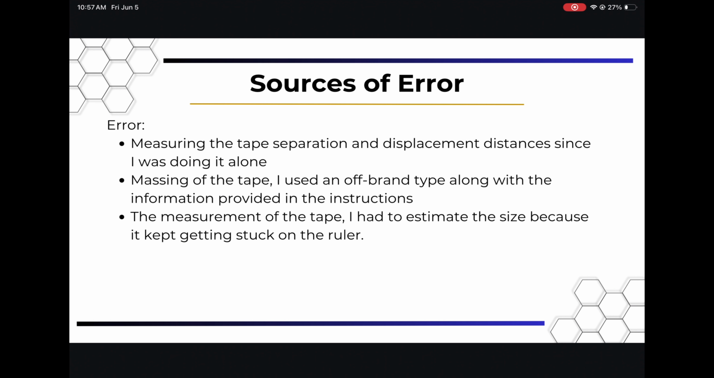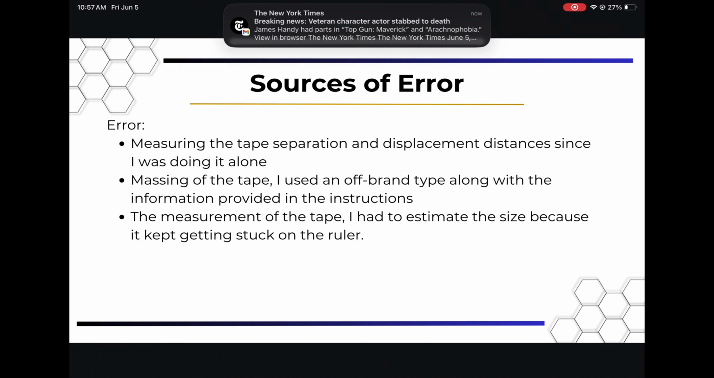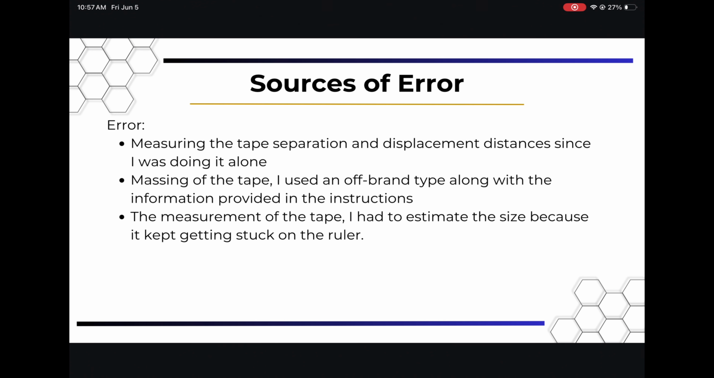Since I was doing it alone, it was very difficult to basically be able to not only take pictures of the actual experiment as it was going, but then also be able to measure the displacement and separation as well. And then also massing of the tape. I used an off-brand type of tape, so the information provided in the instructions might not have been right. So this could also affect the force of gravity that ended up being found.